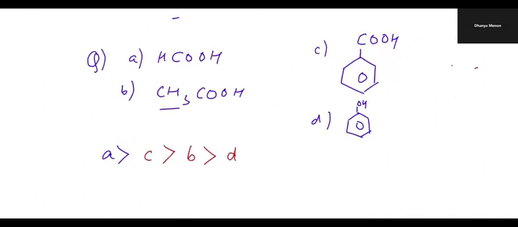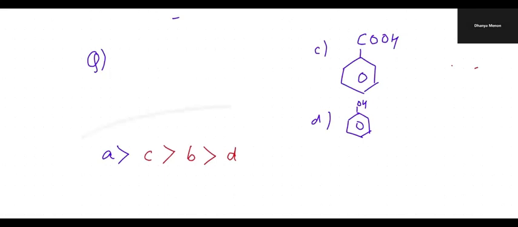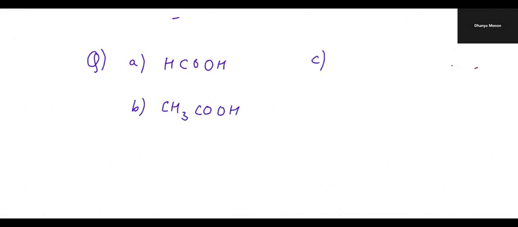So coming to the next question, same, the acidity order. If you have the list, it becomes easy. Coming to the next question: acetic acid doesn't have any plus I or minus I effect, but CH3COOH has plus I effect. This is benzoic acid. And D, we will place something with minus I effect.